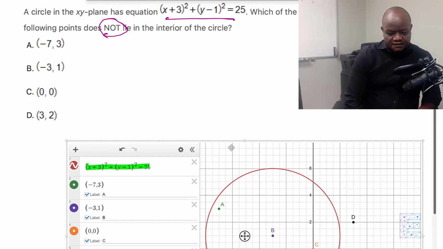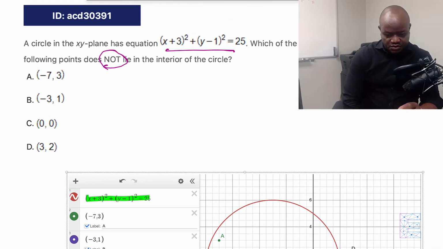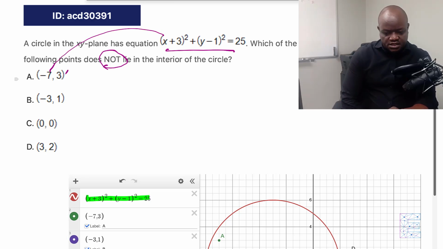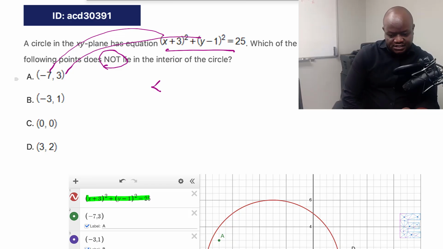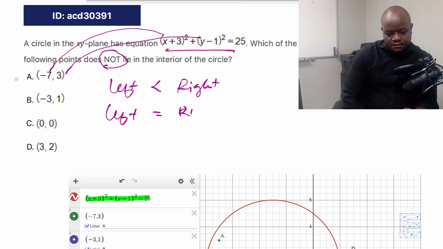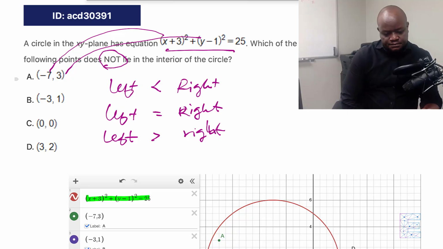Okay, but if you are curious how to do this without Desmos, there are three scenarios. When you plug in these values for X and Y, each one of them, the left side is less than the right side, or the left equals the right, or the left is greater than the right side. Each of these means something.